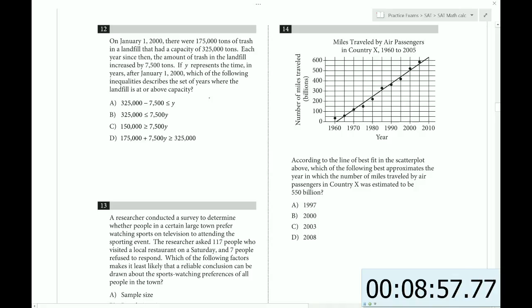So right away I'm beginning to look at this choice because we have the starting amount plus the number that's added per year times the number of years. And that to be greater than or equal to the total capacity of the landfill would be exactly what we're looking for.